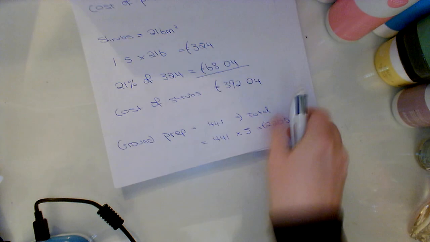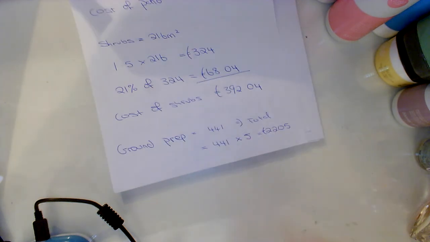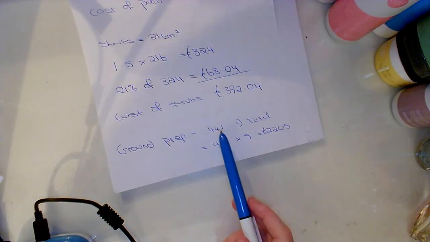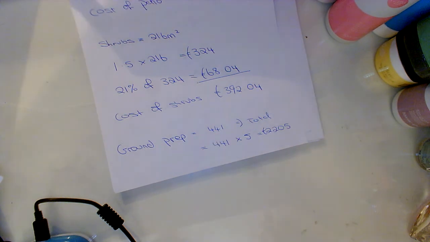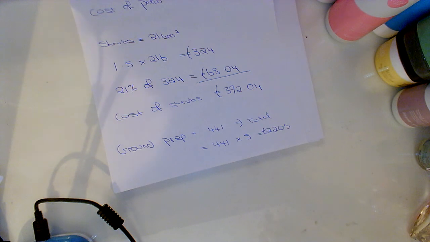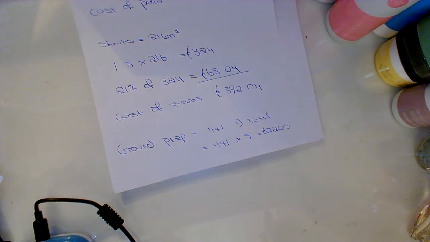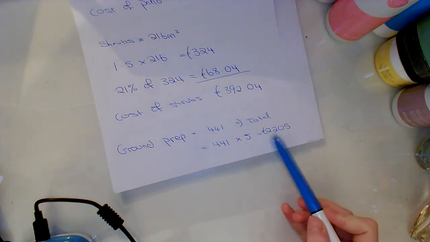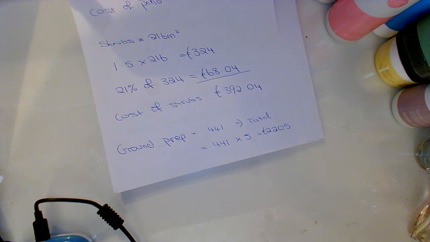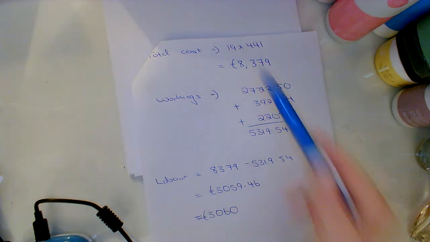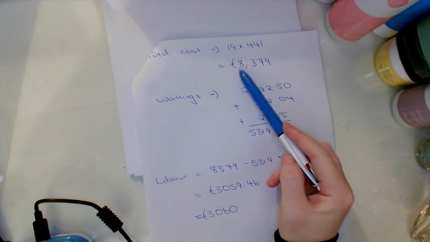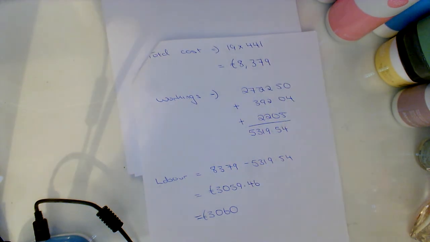Then I look at the prep, which is 441, because I added the patio, which is 225, and the shrubs, which is 216, to give me my 441. And I'm told that the ground preparation for the whole garden is €5 per square metre, so I multiply it by 5 and I get 2,205. And I looked back to the start of this question, where it says that it'll cost an average €19 per square metre to build this garden. So I have 19 by the total, which is 8,379.